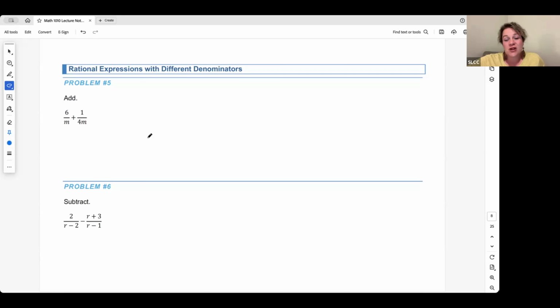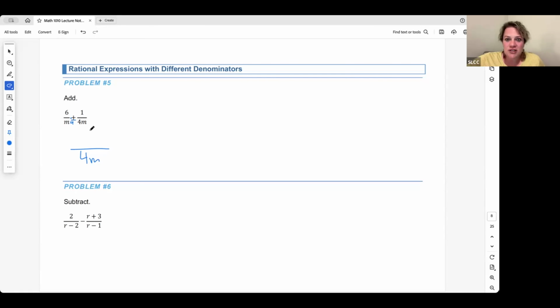4m. Once we know that the common denominator is 4m, then we can fix the numerators and then combine like terms. Okay, so step one, common denominator. I know that I want this over 4m. Both denominators can multiply into 4m. Then I fix the numerator. So what am I missing here to get to 4m? I've got to multiply by 4.